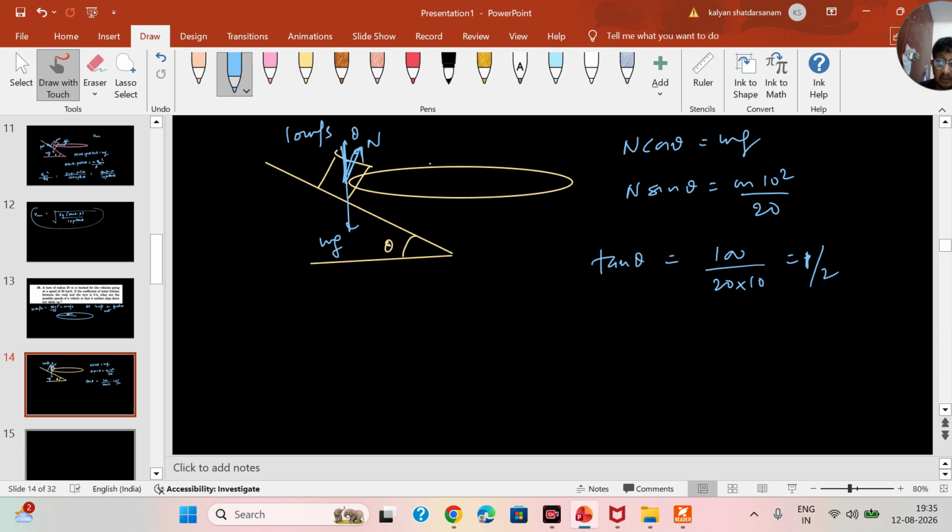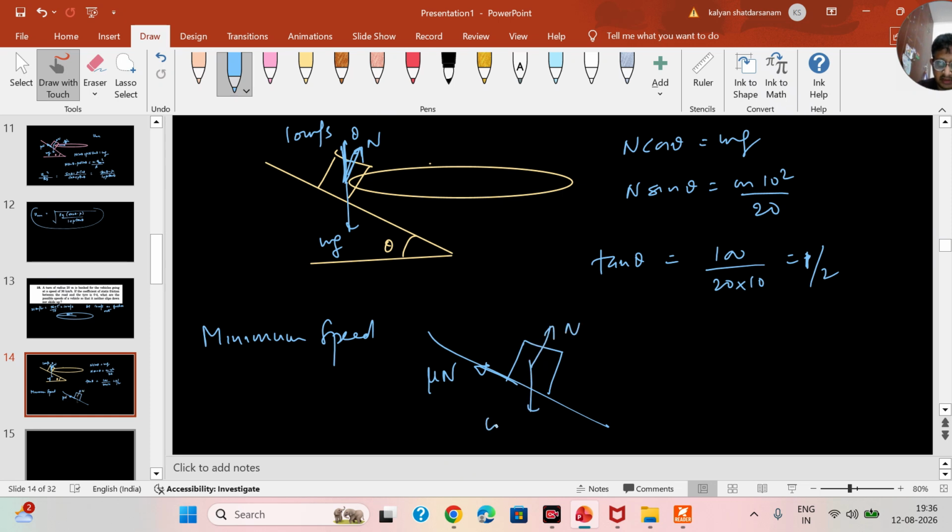Now what should we do? Now he starts increasing speed. He shouldn't go beyond a certain value. Similarly, he starts decreasing speed. He shouldn't go lesser than a certain value. So first let's find the minimum speed. Suppose he starts reducing the speed, somewhere the car wants to go down. So friction is up, mu N, there is N, there is mg, and it's going with a minimum speed, so v min square by r.